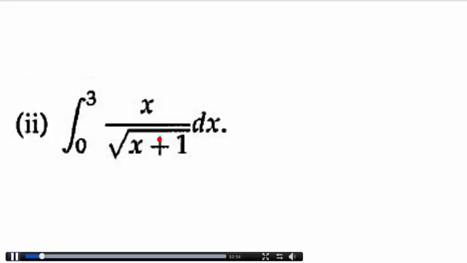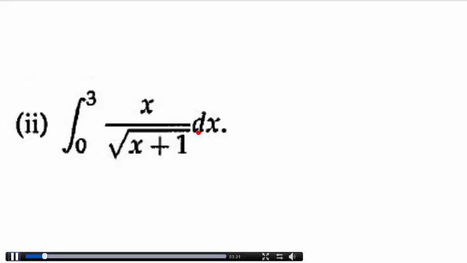Alright, it says that the integration from 0 to 3 of x upon root of x plus 1 dx. Okay. Now, doing any type of integration question, you have to keep in mind there are only two parts of doing this. The first one is using u substitution, and the second is using integration by parts method. And using these two methods, you can only do integration.